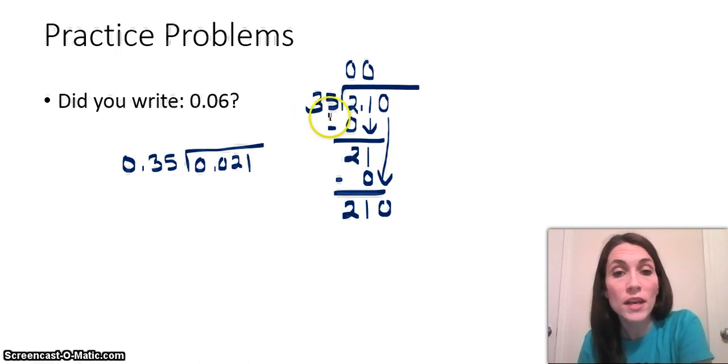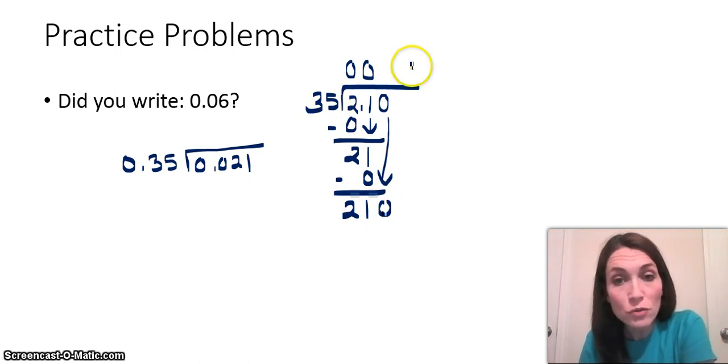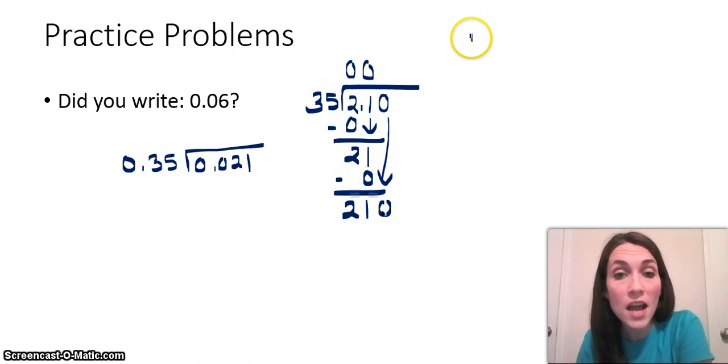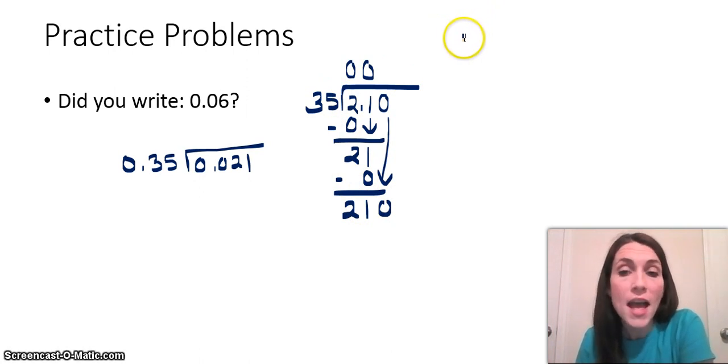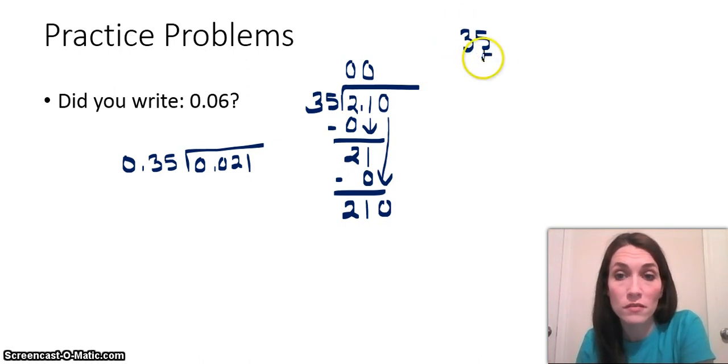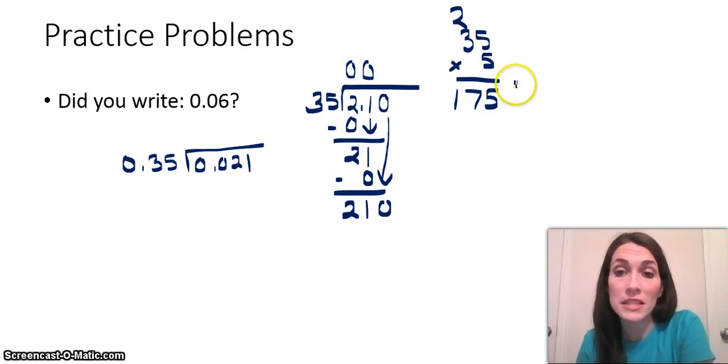So now, can I make a group of 35 things out of 210? Yes, I definitely can. But I might have to do a little math work off to the side to see how many times 35 will go into 210. And a lot of times when I don't know that, I start with 5. And then I kind of know if I need to go up or down. So if I do 35 times 5, 5 times 5 is 25. 3 times 5 is 15, plus 2 more is 17.